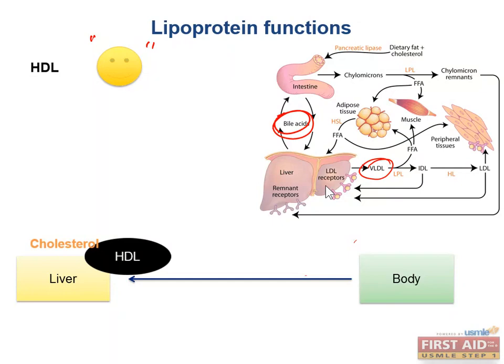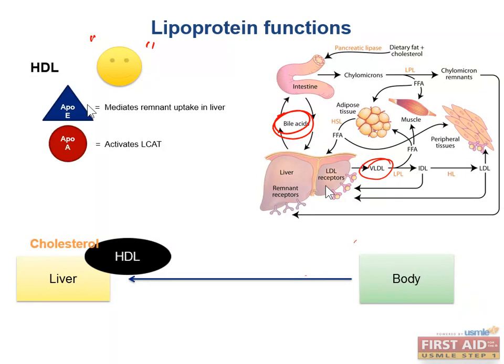Which apolipoproteins are found on HDL molecules? Well, HDL contains apolipoprotein A, which is needed for LCAT activation, but it also has a repository for apoprotein C and E, which are needed for chylomicron and VLDL metabolism. HDL is produced in both the liver and the intestine.